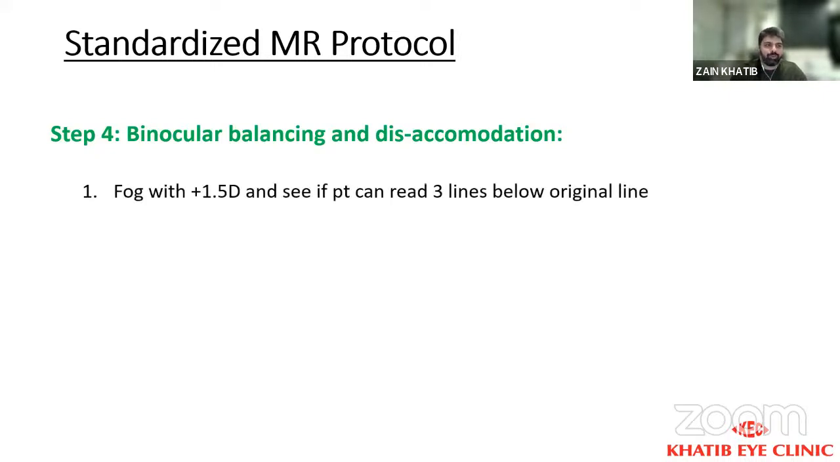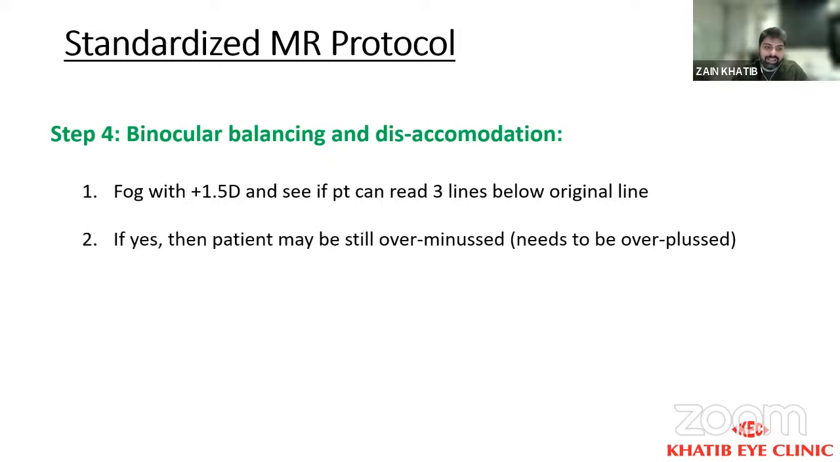So after you've kept both the eyes open and refined both the eyes, you fog both the eyes with 1.5. So you add the retinoscopy fogging in both the eyes, and then you ask the patient if they can still read 3 lines below the original line they were reading. So if they were reading 6/5, if you fogged by 1.5 both eyes, whether they can read the 6/12 line or no. If they can read that 6/12 line, that means they are still over minus and they need to be slightly more over plus.